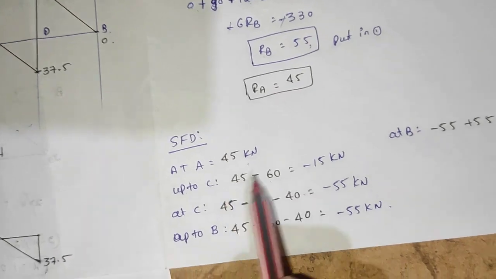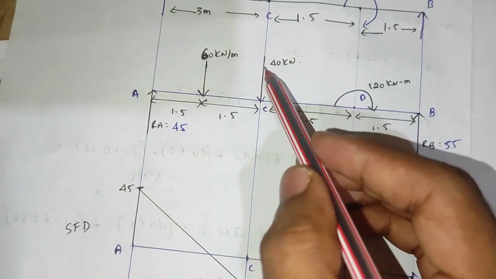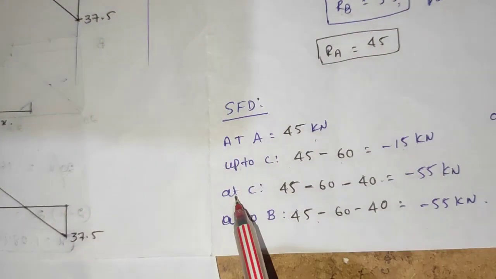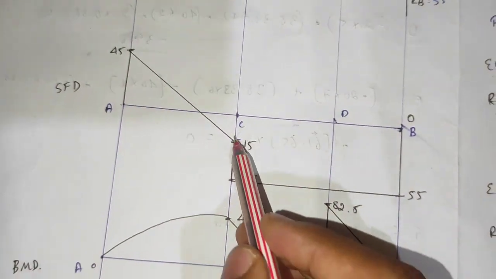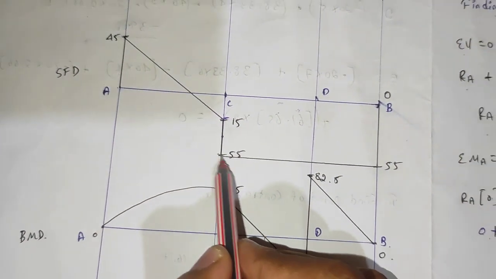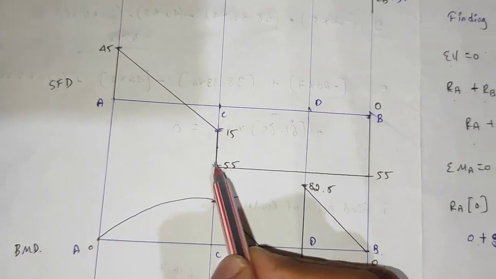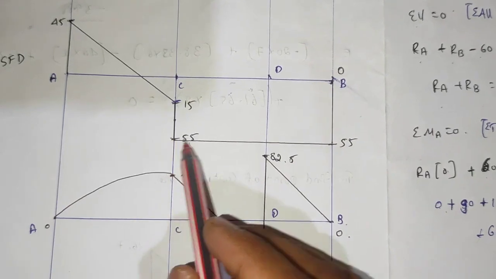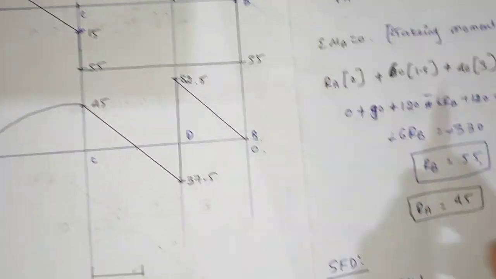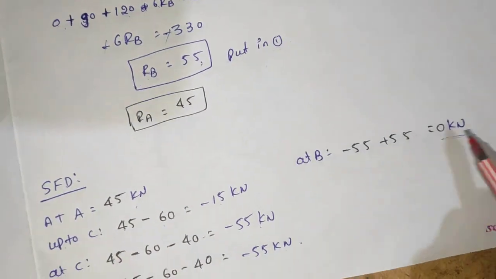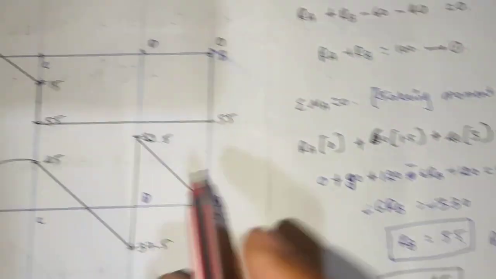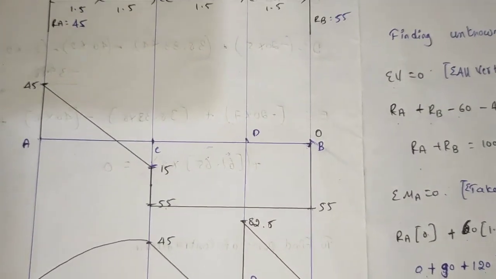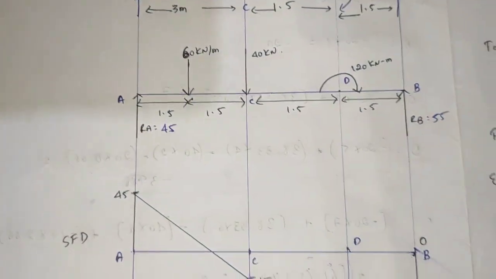Then up to C is minus 15; this is the C point. At C it is minus 55. Then I marked a point equal to minus 55. Then up to B it is minus 55, and the line is a straight line. At B it is minus 55 plus 55, which is equal to 0, so it goes to 0 value. Okay, then the bending moment diagram for this.